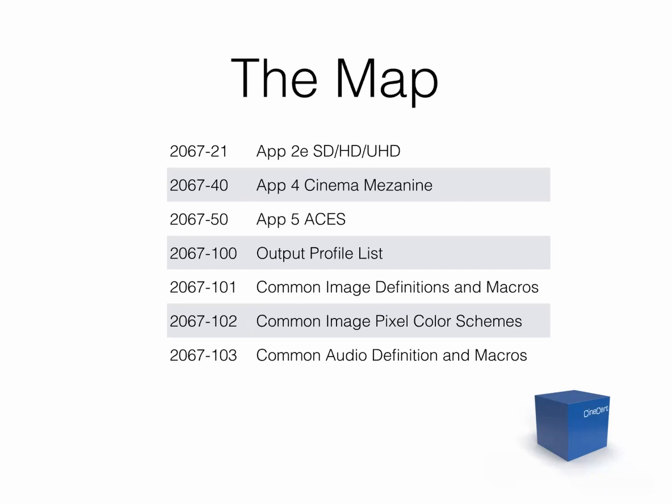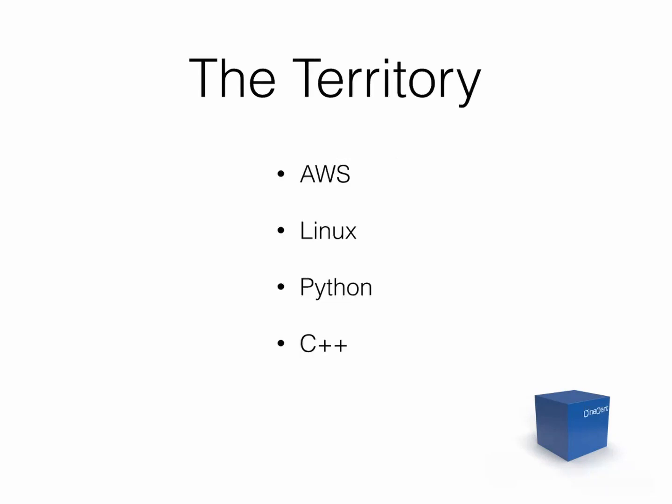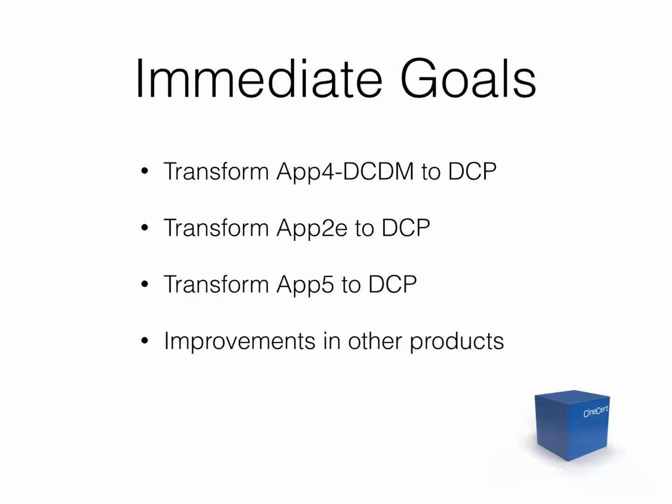So we're starting with this scope. And the idea is to map that stuff onto a territory that everybody should know by now, which is: I want to run it on AWS or its like, or I want to run it locally. I'm probably going to run it on Linux. In our case, Python and C++ are our primary implementation languages, so that narrows down for us what the territory is. So our immediate goals are to transform AT4 DCDM into DCP.